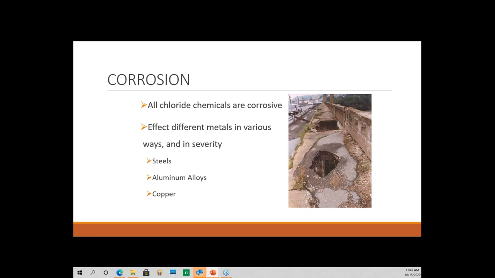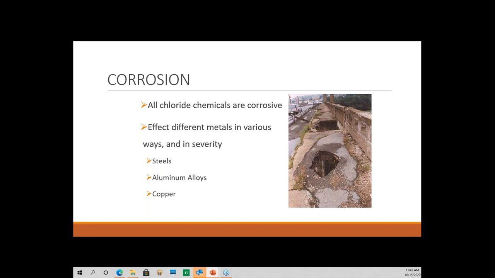Corrosion: all the chlorides are corrosive. The active ingredient in most of your agricultural products and most of your other supplements is actually sodium chloride or magnesium chloride. In some cases, calcium chloride is in there in trace amounts. So I look at those three chlorides as the primary base for all of the snow removal chemicals that we're using.